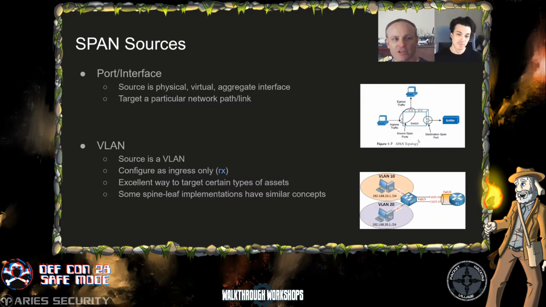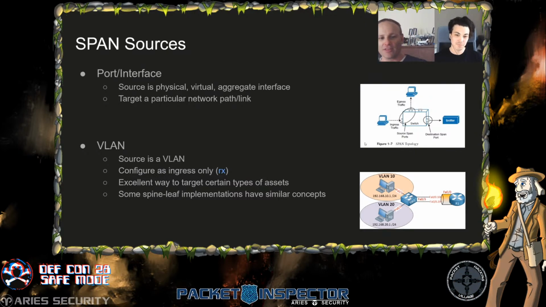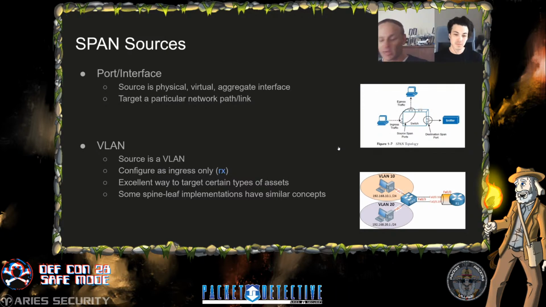A couple more notes on this. With port spans, typically you're going to span in both directions, so ingress and egress. With VLANs, you only need to span ingress. In fact, some newer switches only support ingress, so you won't even have the choice, and you don't even have to worry about it. And the last thing I'll say on VLANs: they're a really good way to target certain assets, which is the reason they're the most common method. And when we get into spine leaf, there are some similar concepts in there. They just have different names because, of course, we want to confuse everyone.